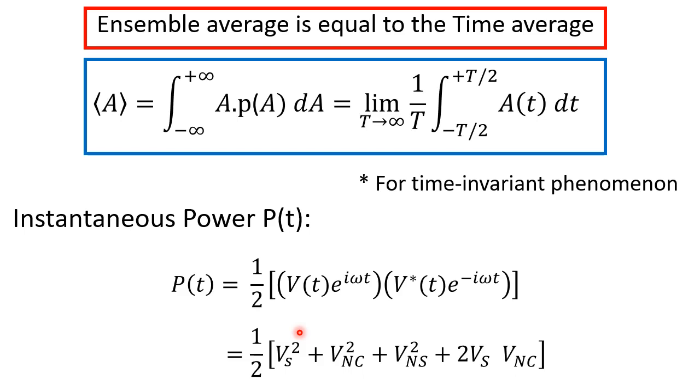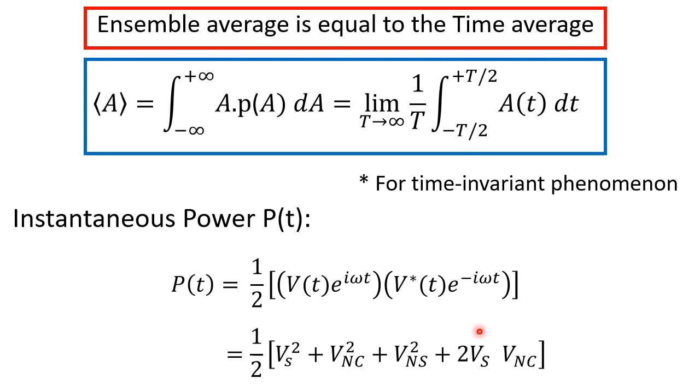Now, when you look at V of t itself, you see that there are going to be quantities coming from the signal, that is Vs, from the in-phase noise, that is VNC, and the quadrature noise VNS. So V of t is going to be Vs plus VNC minus i times VNS, right? And multiply this with its complex conjugate, which is Vs plus VNC plus i times VNS. You will see that essentially you will get 9 terms.